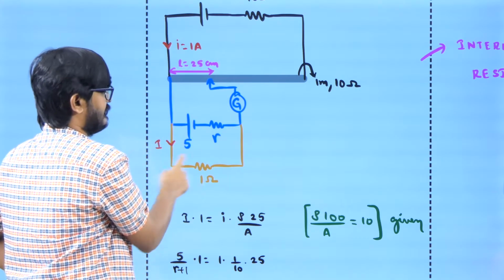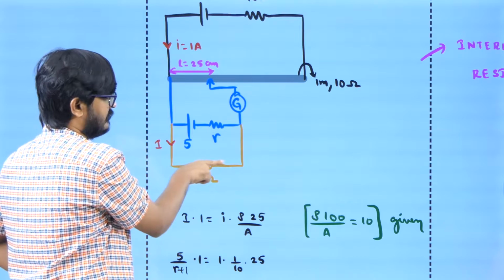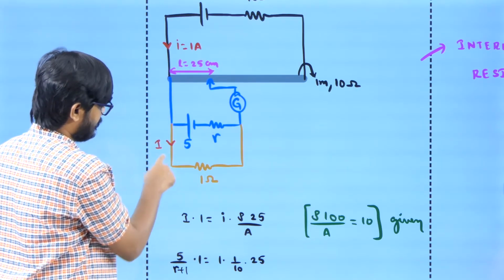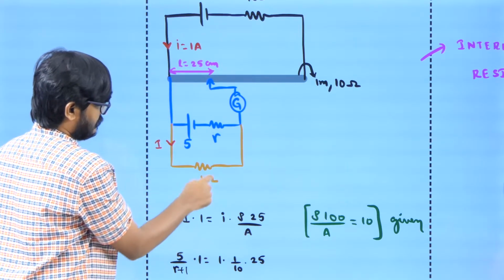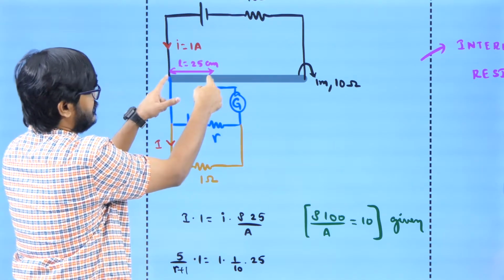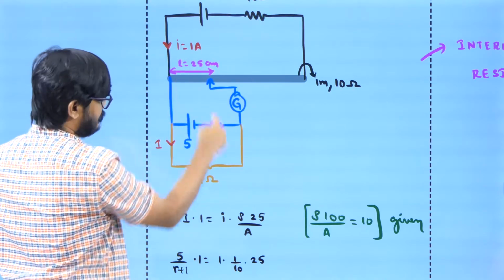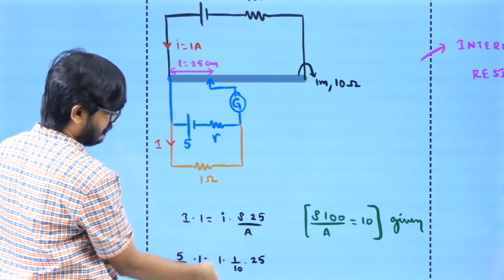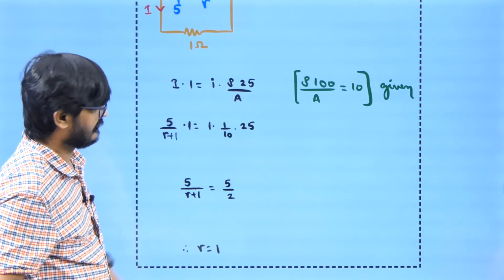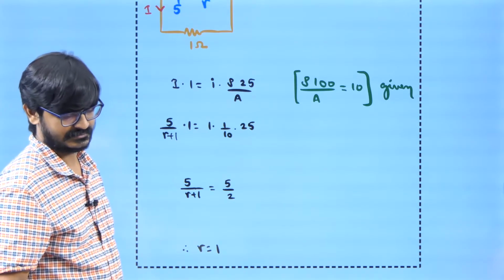Now how to find this potential difference? Current in this one into resistance. Current in this one is I into resistance 1. So this potential difference is equal to this potential difference. How to find this potential difference? I into rho L by A. I is 1, rho by A is 1 by 10. So when you substitute, you will be getting R value as 1. What is this? Internal resistance.